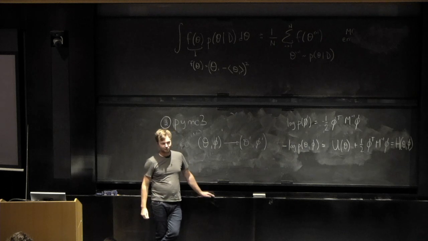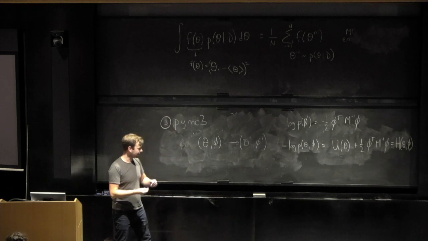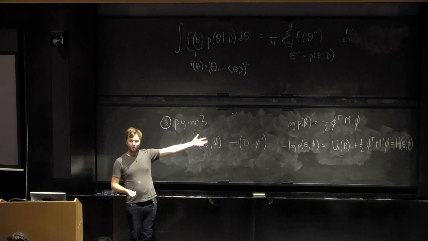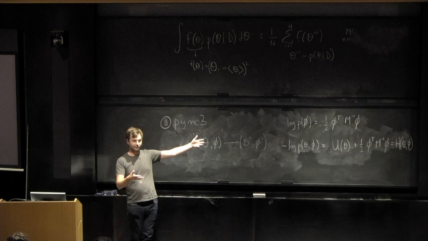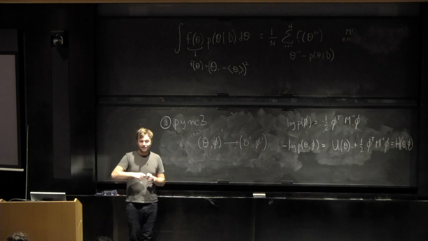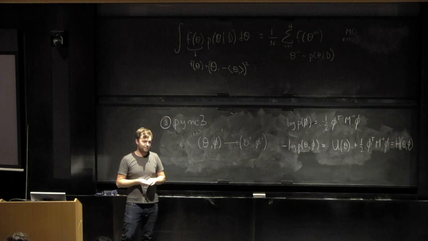And that's the crazy thing about Hamiltonian Monte Carlo: doubling the number of parameters ends up giving you a much more efficient sampler. You don't have an acceptance probability of 20%, you have an acceptance probability of 100%, and you're able to move further in parameter space.